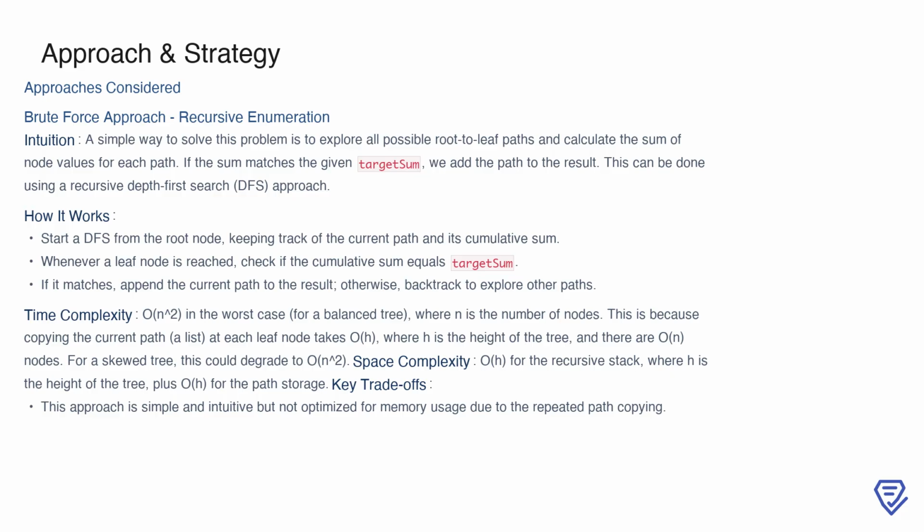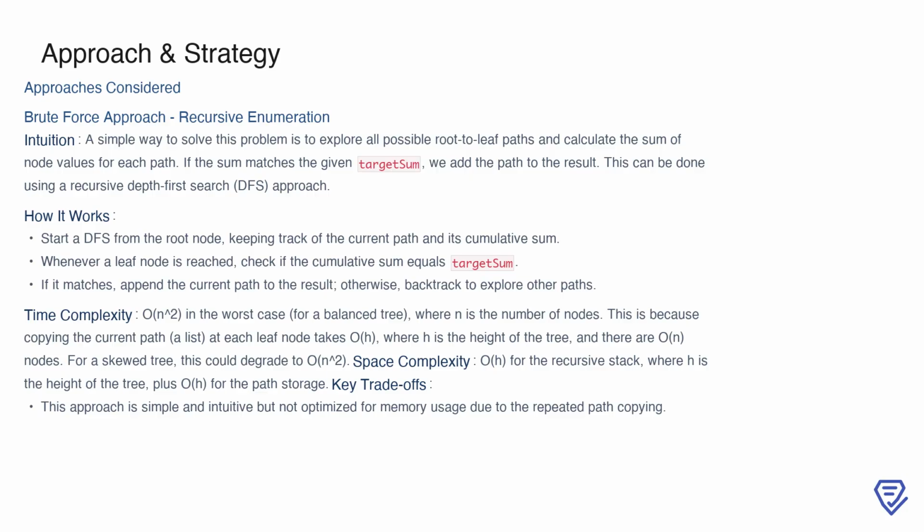To tackle the Path Sum 2 problem, one straightforward approach is to use a recursive depth-first search to explore all possible root-to-leaf paths. The idea is to traverse the tree, keeping track of the current path and the cumulative sum of the node values. When we reach a leaf node, we check if this cumulative sum matches the target sum. If it does, we record the path as a valid solution. This method is intuitive and simple to implement, but it comes with trade-offs.